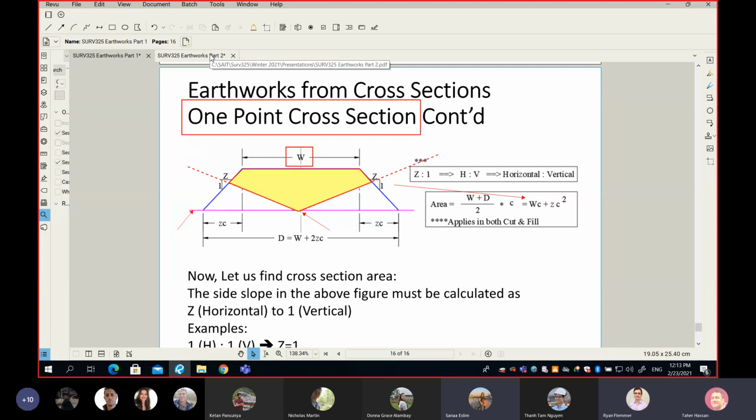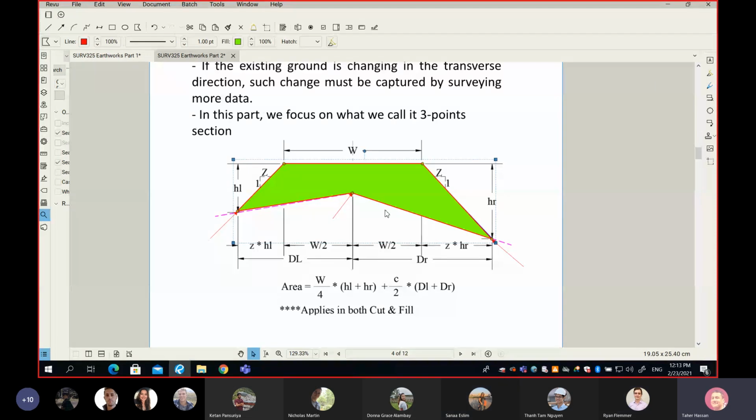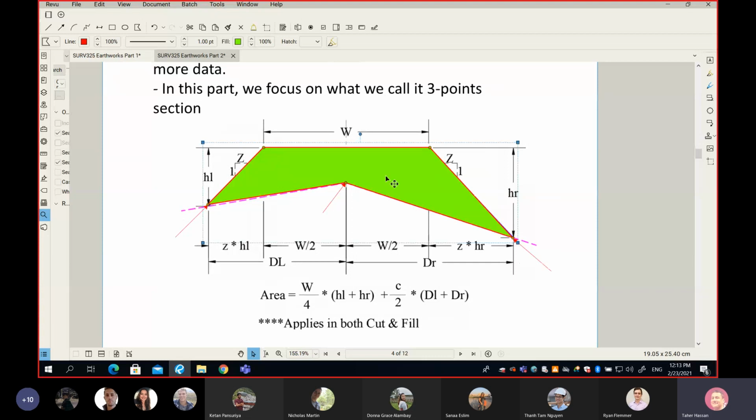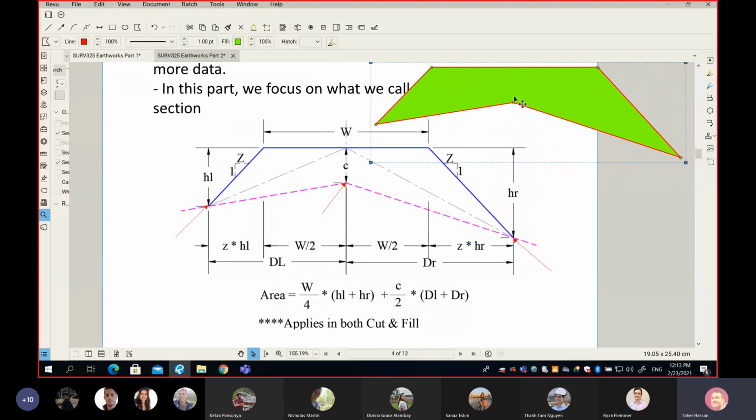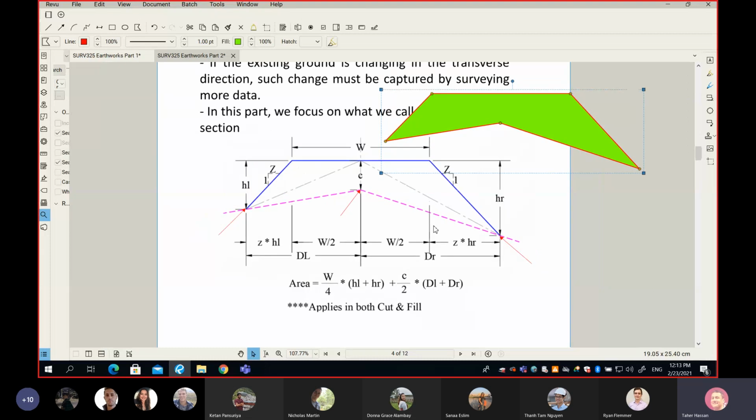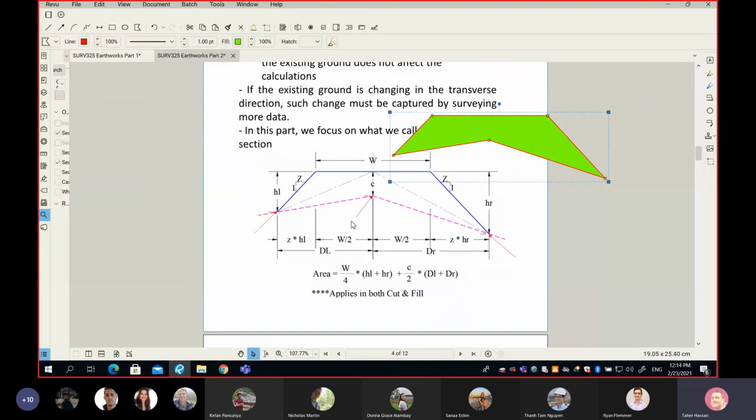No, you can't. Thank you so much. That's what I wanted to hear. So what can I do then? Here we go. I'm going to show you some math work that will allow you to find this area in green. And please do not use W multiplied by C plus Z squared, because this applies only if you have a trapezoidal shape.